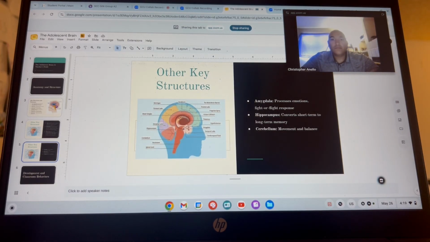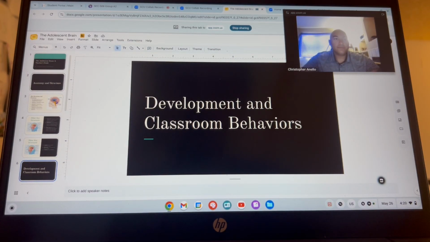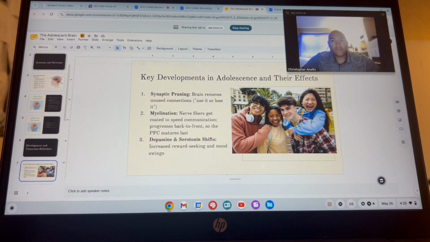And then a couple more here. We've got the amygdala. That processes emotions. It's a fight or flight response. The hippocampus. That converts short-term memory to long-term. And then the cerebellum, which is movement and balance. So based on these things we know, we can talk a little bit about development and how these parts of the brain affect classroom behaviors.